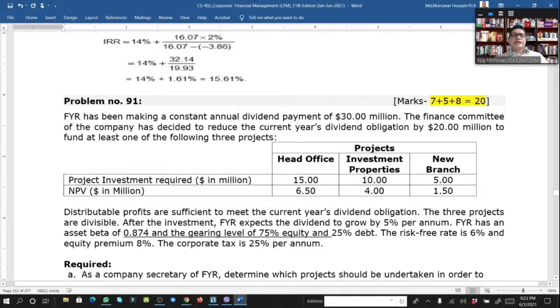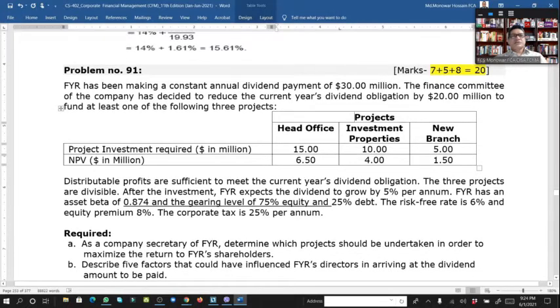Look here, FY has been making a constant annual dividend payment of 30 million. The finance committee of the company has decided to reduce the current year dividend obligation by 20 million to fund at least one of the following 3 projects. Here also 3 projects. Project investment: head office investment 15 million. Investment in project 10 million. New branch opening 5 million.